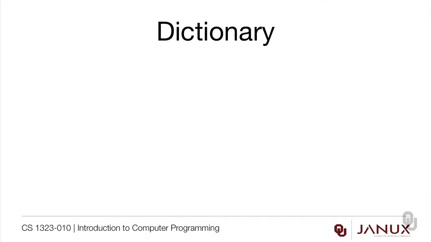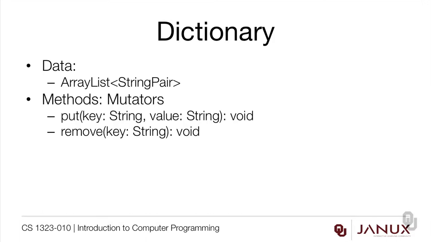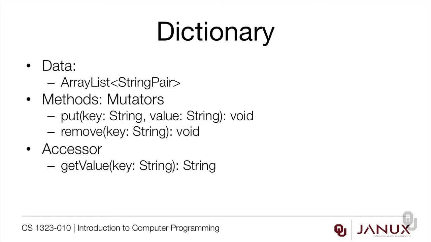Let's think about the dictionary for a minute. Now, we decided that our data would be an array list of string pair, and we're going to need both accessors and mutators. This one definitely is going to need to be mutable. So we need put, which will put a key value pair in, and we need remove, which will remove a key value pair given just the key. We're also going to need an accessor called getValue. That also takes the key, but this one returns the value, which is a string in this case.